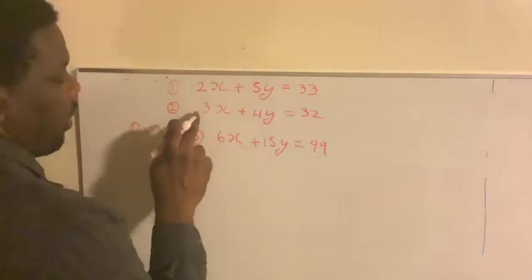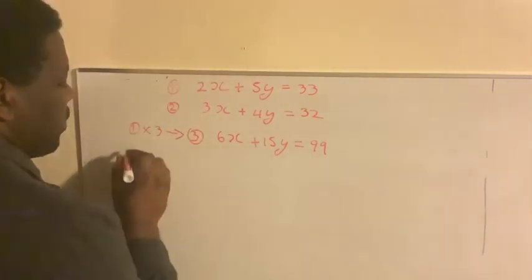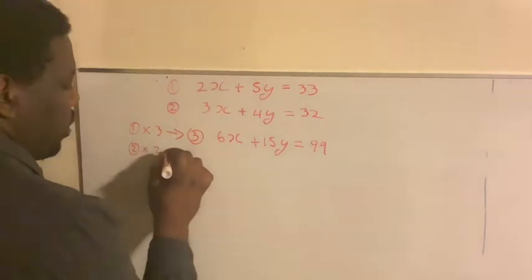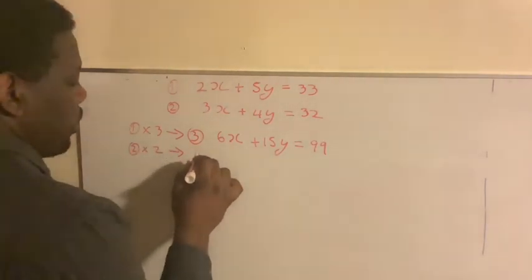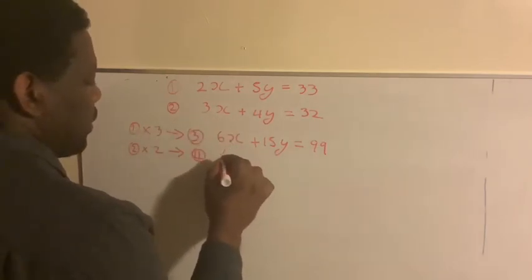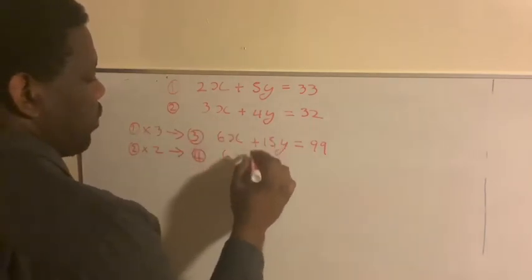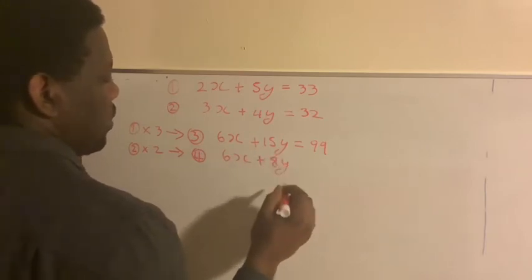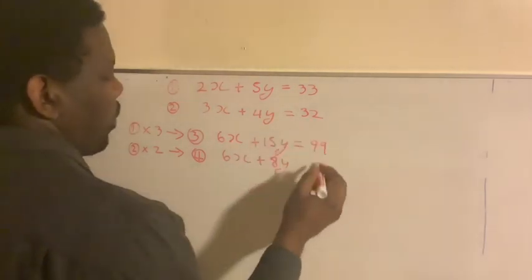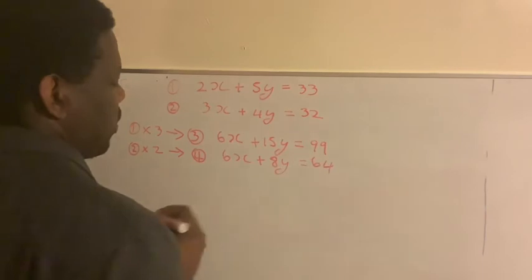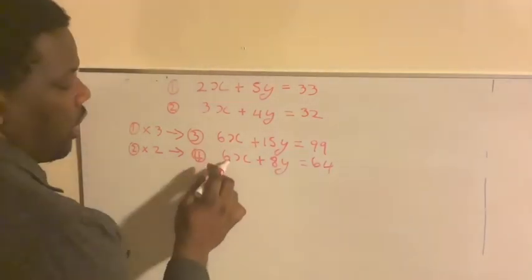Now, we have to get 3x to look like 6x. So we can say equation 2 times 2. And we call this equation 4. 2 times 3x is 6x. 2 times 4y is 8y. And 2 times 32 is 64. So now they look similar.